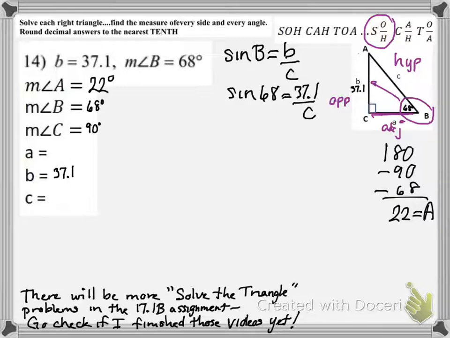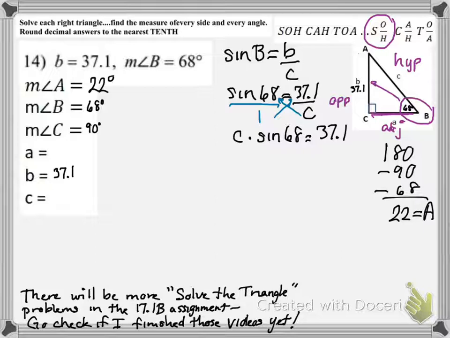This looks a lot like the problems that we did on side 1 of the notes, which was my video number 2 maybe for the notes. I like to put a 1 underneath here and cross multiply so that I end up with C times sine 68 equals 37.1.